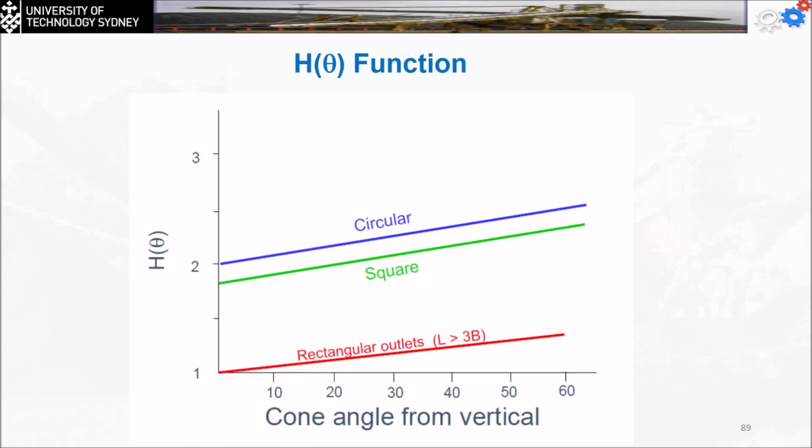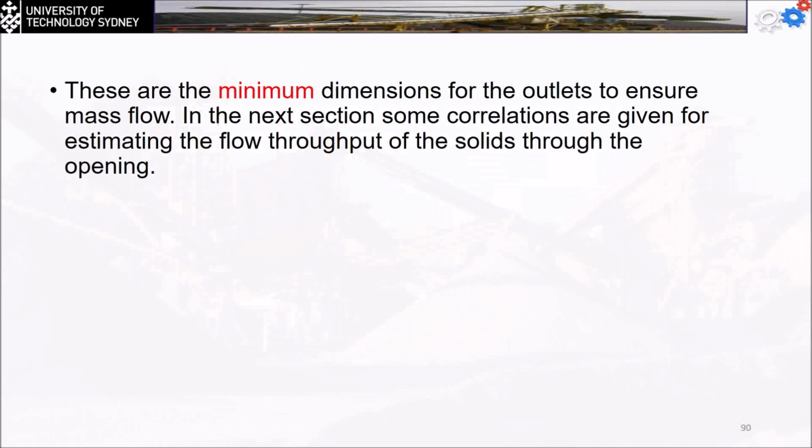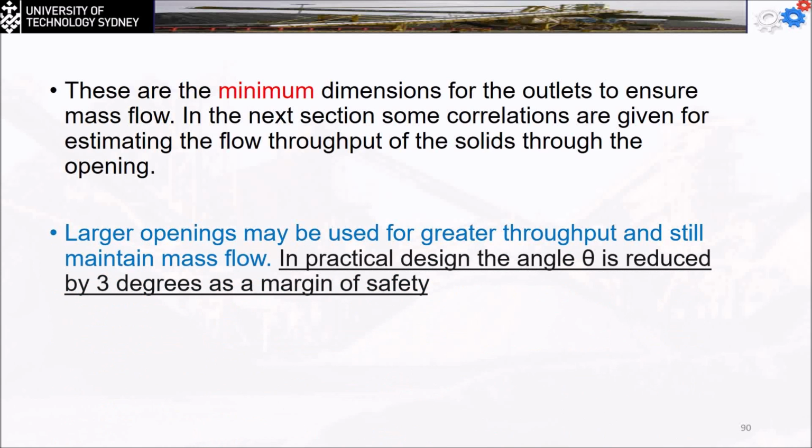So in the next section, some correlations are going to be given for estimating the flow throughput of the solids through the opening we are going to have for the bin. A larger opening may be used for greater throughputs and still maintain mass flow. In practice, the design angle theta is reduced by 3 degrees as a margin of safety. For example, here we will get 25 degrees, so in real life I would use 22. But now in the assignment, just keep it as it is. What you get from the chart, use it directly in your calculations.